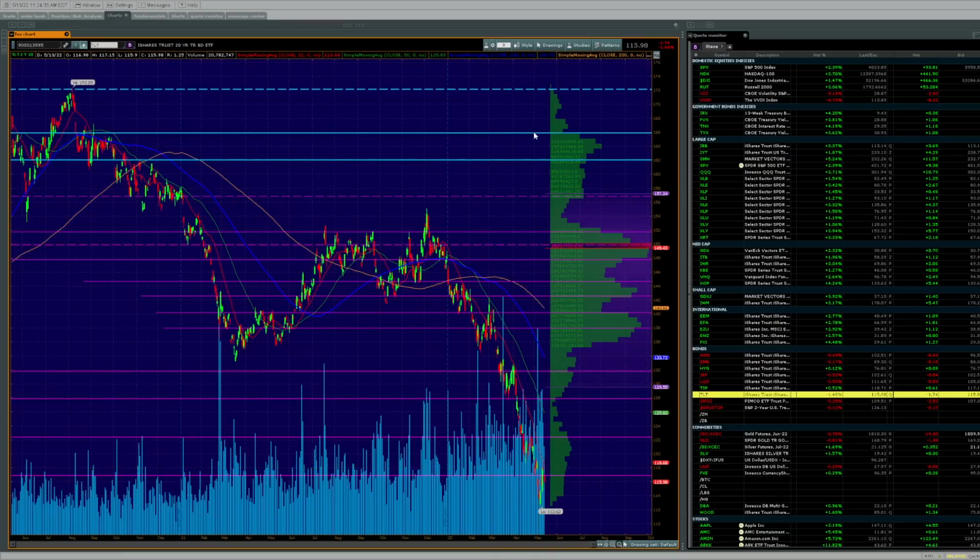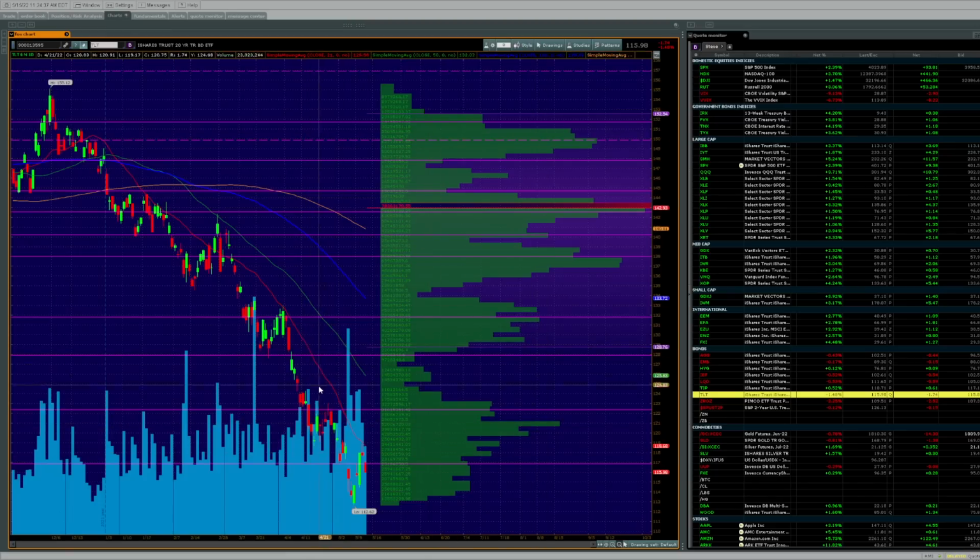There's no real point to looking at the volume profile this low. What we want to look at is the moving averages here. So you've got the 21-day. Notice how price came up and rejected it. That's completely normal when you start to see a bottom built. Price will try to reject that.